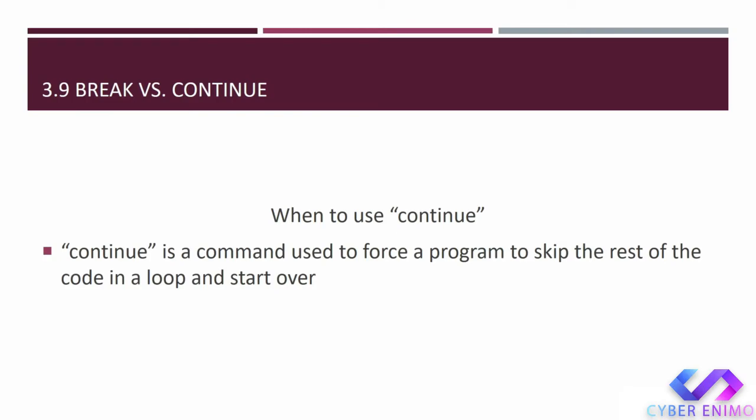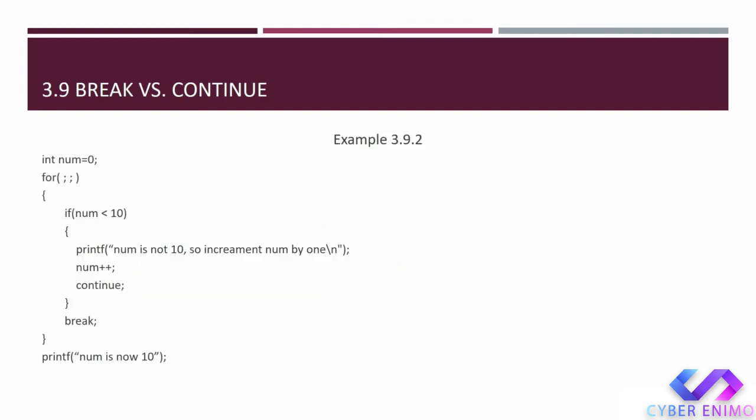The continue command, on the other hand, will force a program to skip the rest of the code inside the loop and start over. As an example, we have an infinite for loop in this code, and inside the loop we have an if statement which is to be implemented if the variable num is smaller than 10. The if statement is followed by the break command.